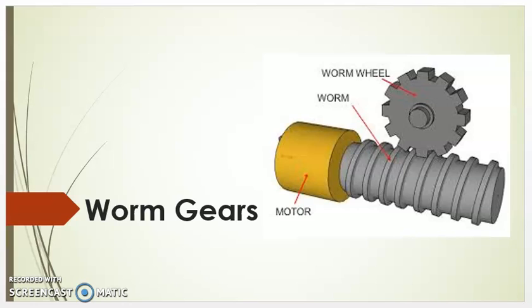Welcome. Today we will see worm gears. This is the figure of the worm gear. It consists of worm, which is a threaded screw, and worm wheel, which is a gear. Generally, worm is the driver. That's why motor is connected to the worm.